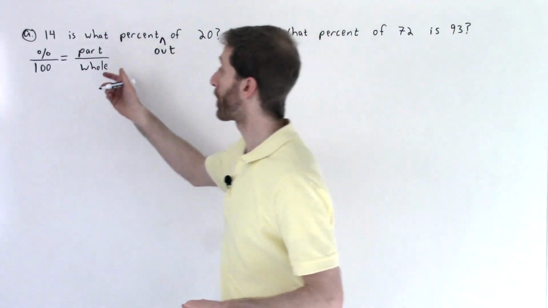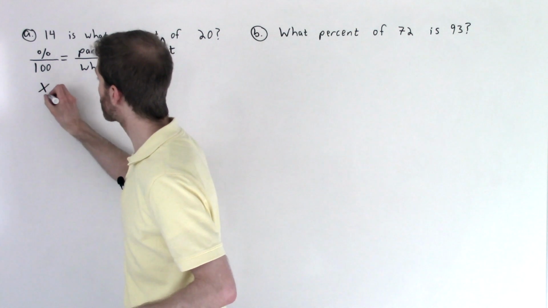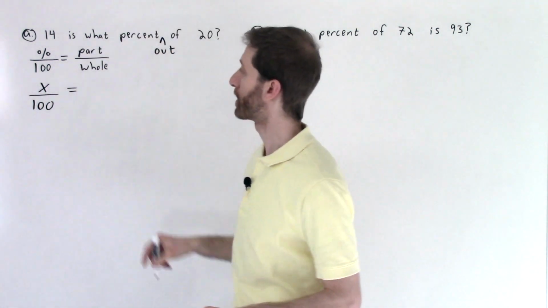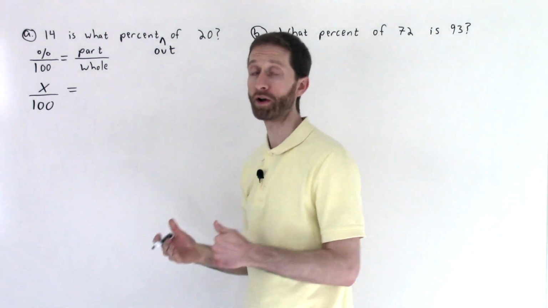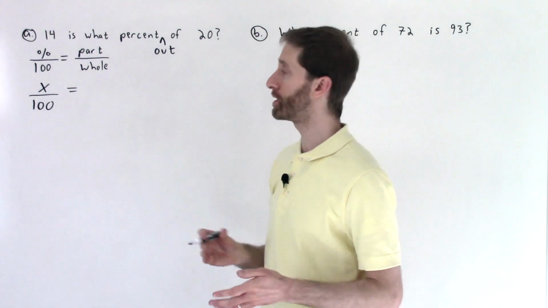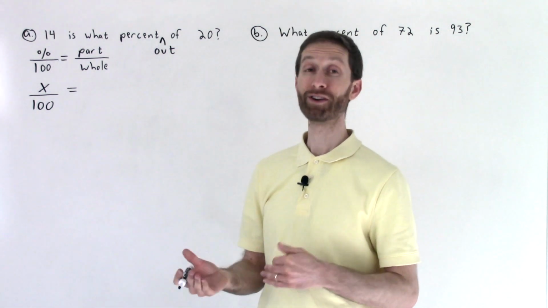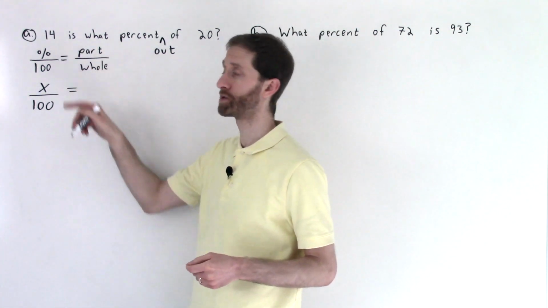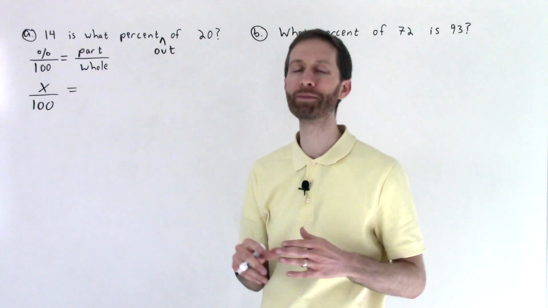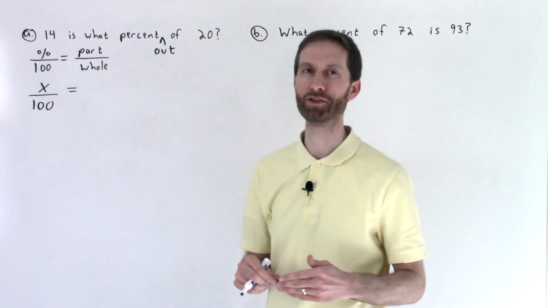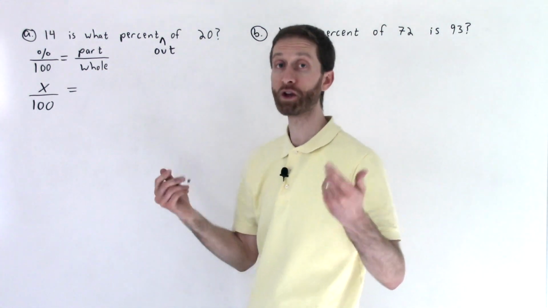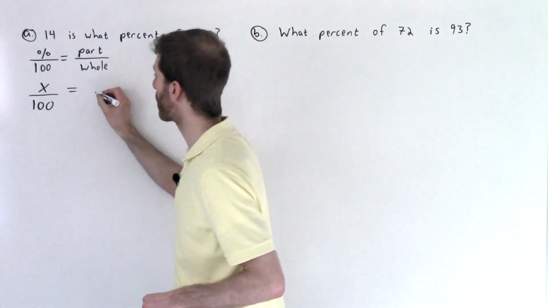So the percent is what we don't know, so I'm going to let that equal x out of 100. That's the unknown amount, the "what percent." So the question is, what's our part and what's our whole? Some teachers teach it as the number near the word "is" is going to be your part. They teach this as "is over of is percent over 100." I don't like it that way because then there's no real math going on there. It's just memorization. I think of it as "out of 20." So we know that's the whole, because that's the ratio out of 20.